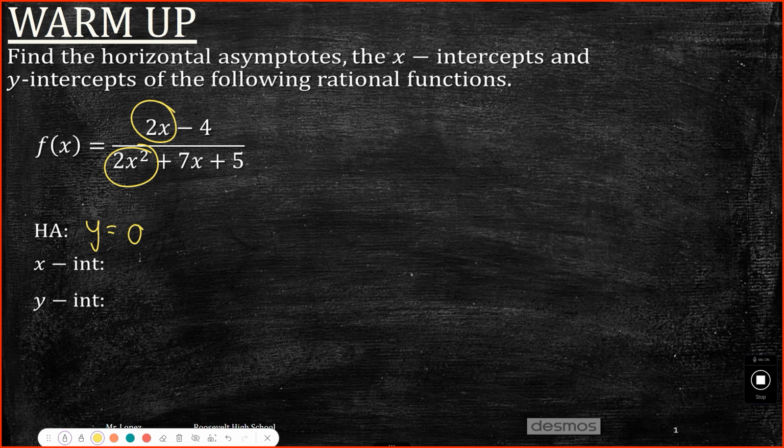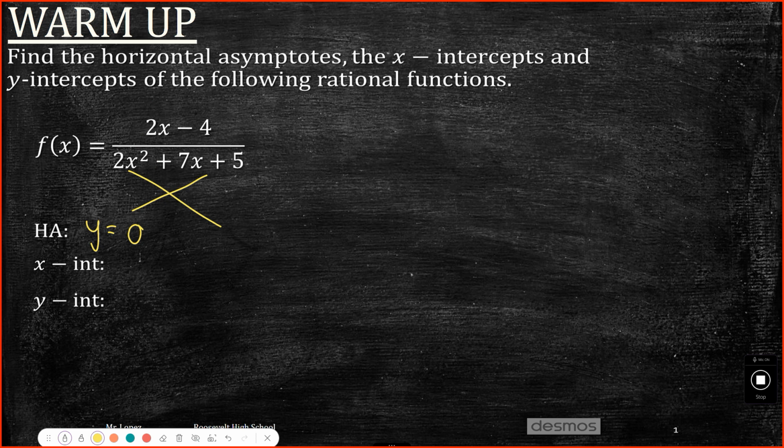How do we find the x-intercept? Set y equal to 0. Wouldn't it be found at the top? Let's go ahead and factor this out. Let's go ahead and factor everything out.